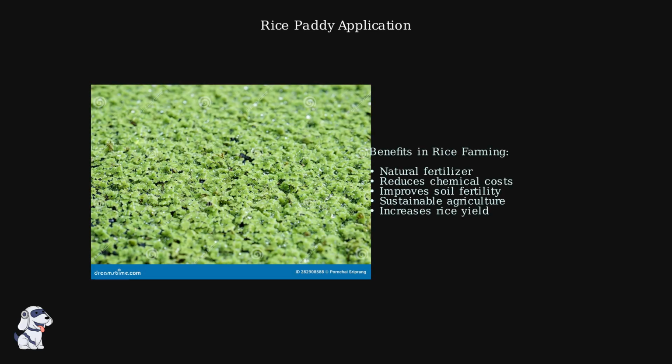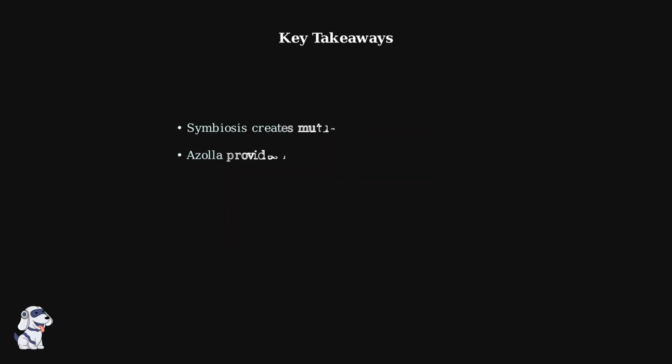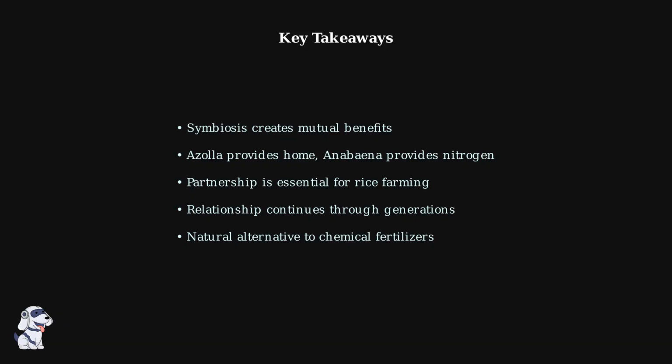Farmers use Azolla as a natural fertilizer, allowing the Anabaena inside to provide nitrogen to rice plants without expensive chemical fertilizers. The life cycle of this partnership is fascinating. Azolla reproduces and passes Anabaena to the next generation, ensuring the symbiotic relationship continues through time. This remarkable partnership shows us how cooperation in nature creates solutions that benefit everyone involved. The Anabaena-Azolla relationship is a perfect example of how symbiosis drives innovation in the natural world.